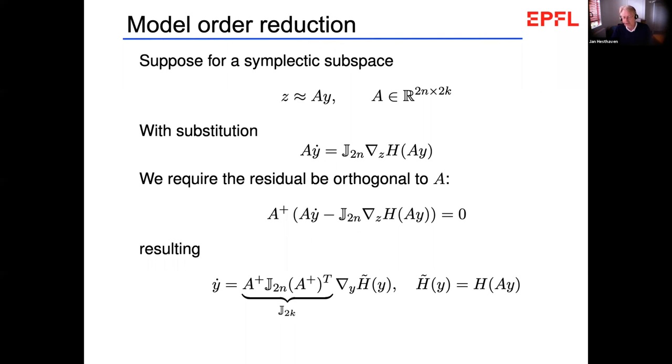Now, the Hamiltonian is slightly different, but this you can control by the accuracy of the basis. So this is why this constraint on A becomes essential, because this is what allows you to guarantee that the reduced model maintains its structure.